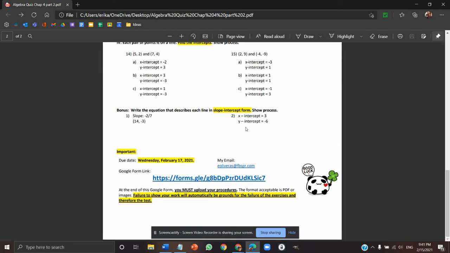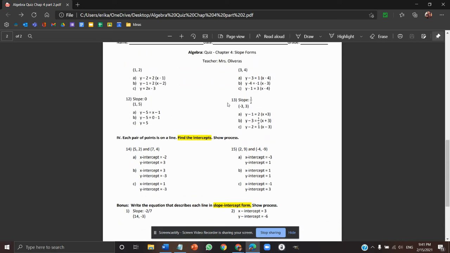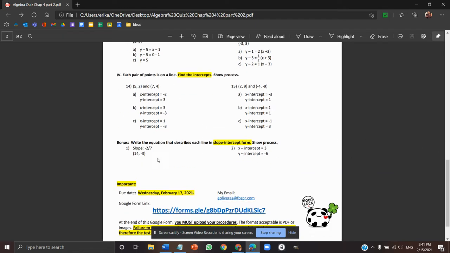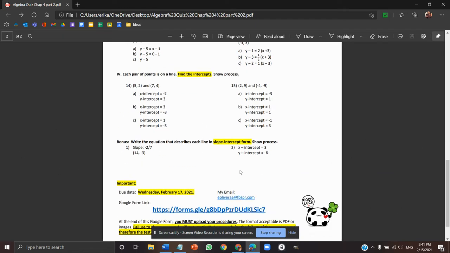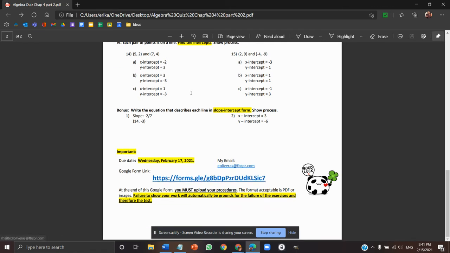Again, everywhere you see "show the process," that means you have to show that process for me to give you those points. I cannot give you those points if you do not show it. The way that you're going to show it is at the end of this Google Form right here. You can upload it. If you have trouble, you can send it to my email. But always know that this way it takes a little bit more time for me to get to it, and doing it with the Google Form is a lot easier for me.